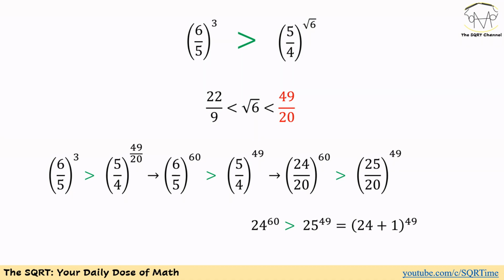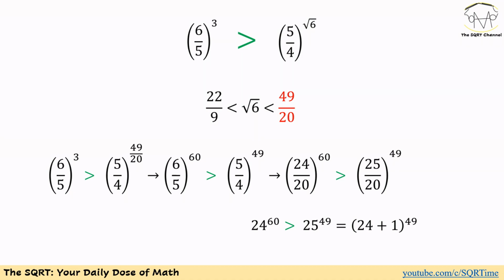What we are going to do is to show that 6 over 5 to the power of 3 is greater than 5 over 4 to the power of 49 over 20. I don't like the fraction that we have for 49 over 20. So let's take the power of 20 from both sides, and then we will have 6 over 5 to the power of 60 compared to 5 over 4 to the power of 49. And now we are going to show that this is the case and the left hand side is greater than the right hand side. I'm going to do a trick here.